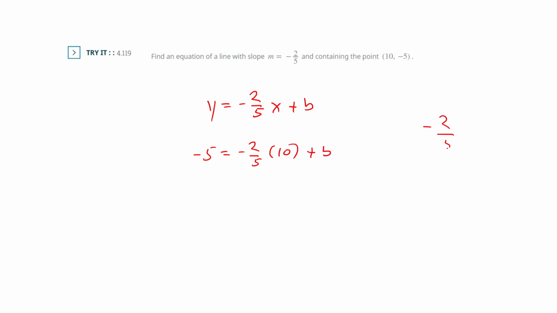So you can cross reduce here. This is going to be -4. So I've got -5 equals -4 plus b. b is, I'm adding 4, adding 4. Now don't forget to put it all together.